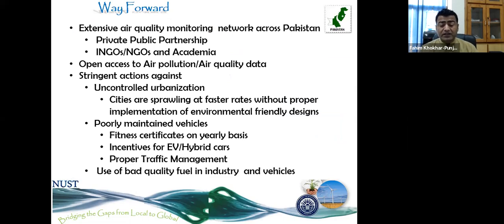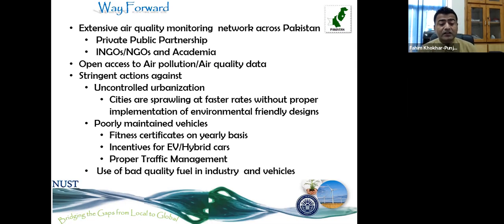Extensive air quality monitoring networks across Pakistan should be put in place immediately, either by the government, through public-private partnership, or by INGOs. There should be open access to air pollution and air quality data. That data is generated through taxpayers' money, so it should be accessible to all stakeholders, and that can actually help spread awareness.